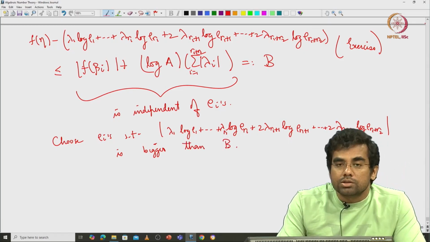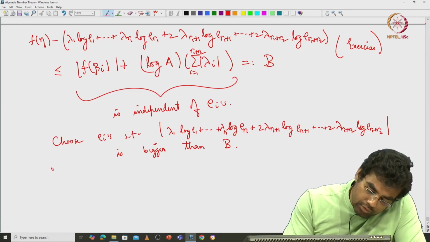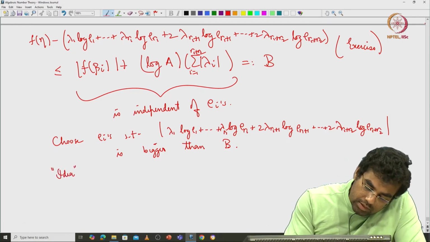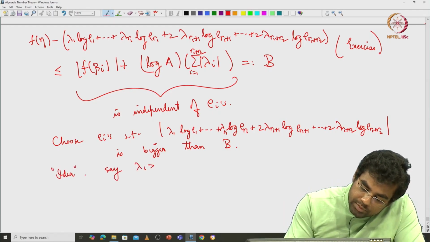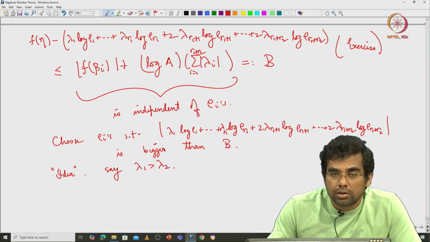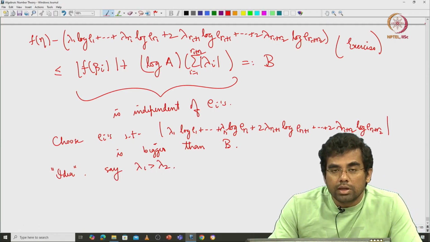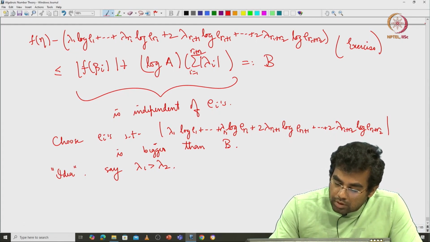And how do we do this? So, this kind of seems tricky, but I will just tell you what the right idea is. Let us say that lambda 1 is bigger than lambda 2. We can always arrange for such a thing, because they are not all equal, we can maybe renumber them.